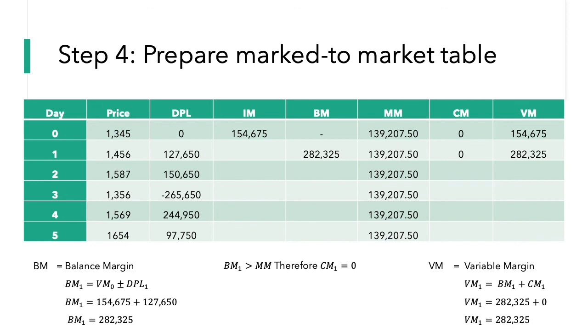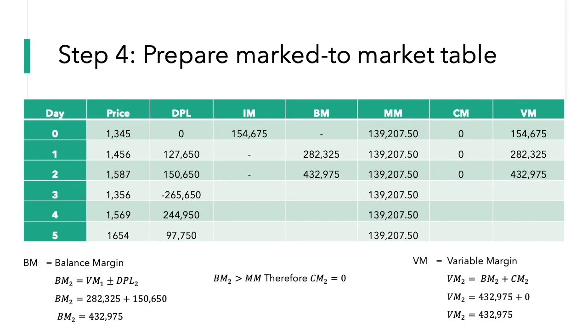In day 3, you make a total loss of 265,650 ringgit. So you can calculate balance margin for day 3. Balance margin day 3 is equal to variable margin day 2, which is 432,975 ringgit, minus the loss in day 3, 265,650 ringgit. So your balance margin in day 3 is 167,325 ringgit. You compare: balance margin day 3 is higher than maintenance margin day 3, so your call margin in day 3 is equal to 0. Therefore, your variable margin in day 3 is 167,325 ringgit. Okay, next you can refer to these notes on how to calculate balance margin day 4, call margin day 4, and variable margin day 4. And last, you calculate balance margin day 5, call margin day 5, and variable margin day 5.